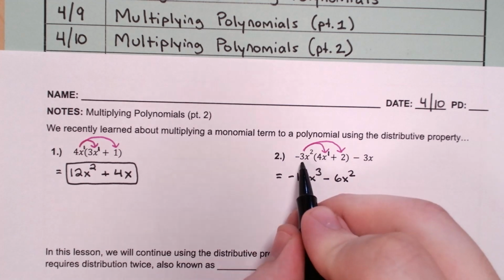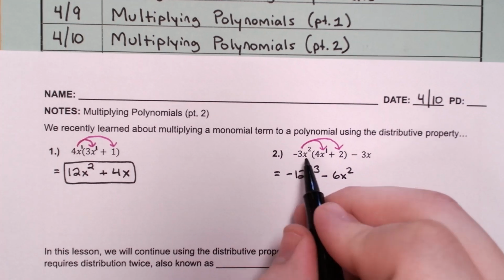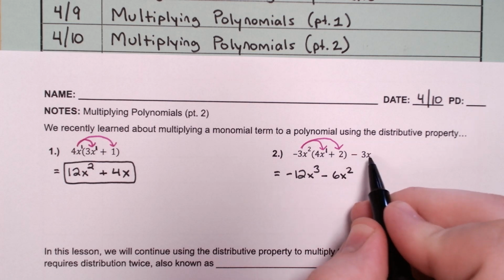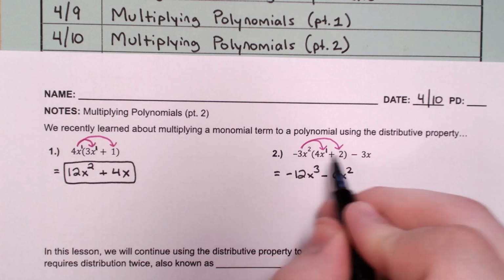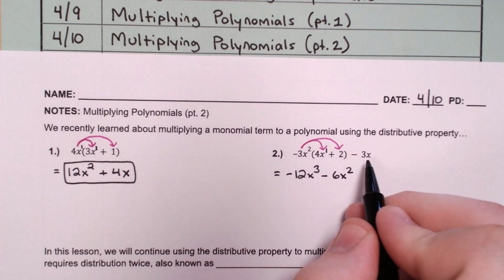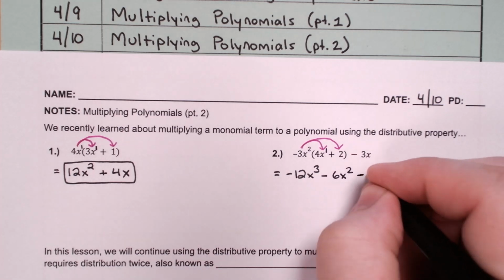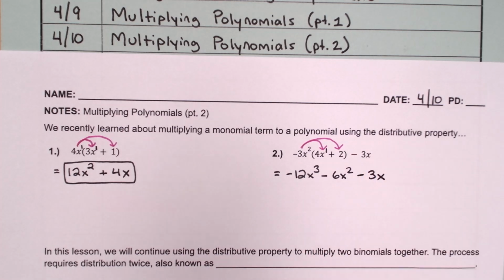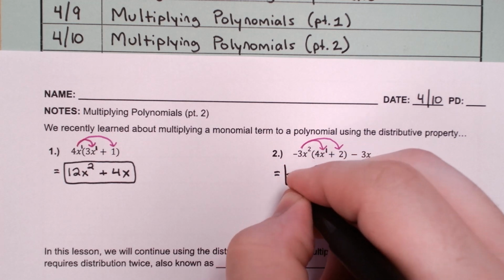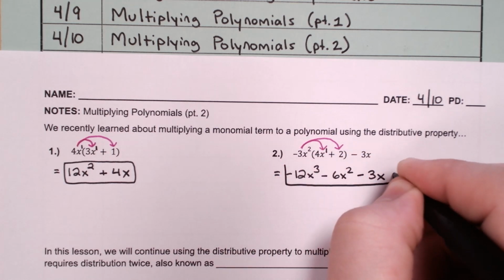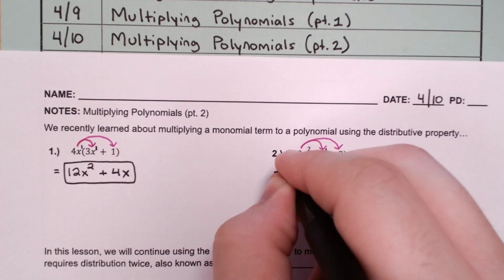Now be careful. Whenever you've got an expression like this where the parentheses end and then there's more, you don't multiply negative 3x squared to the negative 3x. You just bring that on down. And that's it. There's nothing else to combine or multiply or add, subtract, nothing. So our answer is negative 12x cubed minus 6x squared minus 3x.